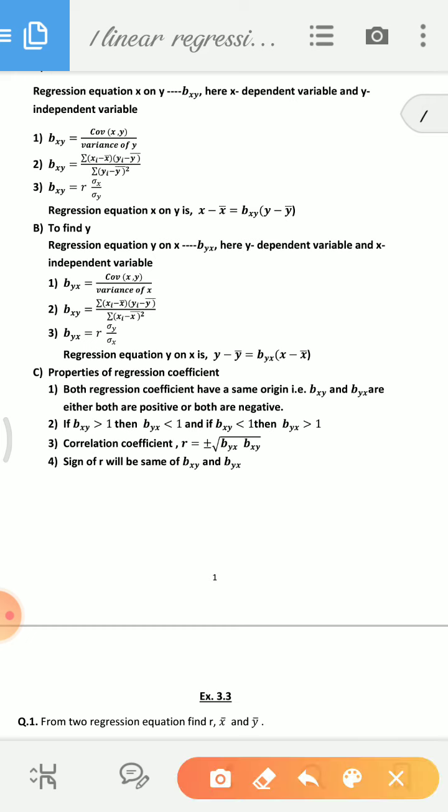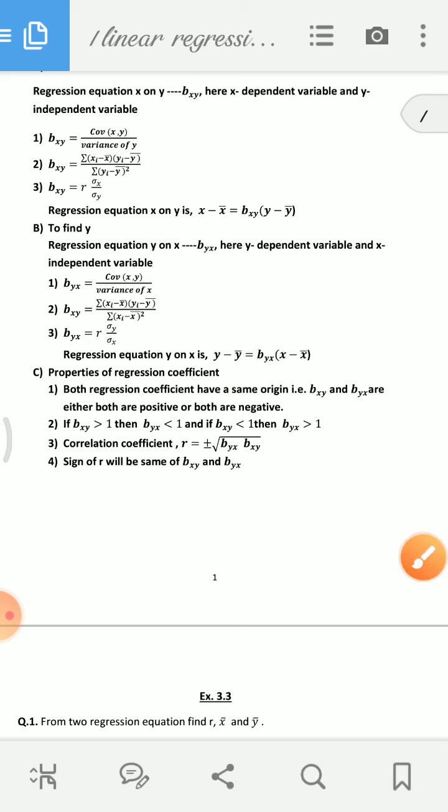Then the formula: b of yx is equal to covariance of x comma y upon variance of x. b of yx is equal to summation of xi minus x bar into yi minus y bar upon summation of xi minus x bar the whole square. And the third one, b of yx is equal to r into sigma y upon sigma x. And the regression equation y on x is y minus y bar is equal to b of yx into x minus x bar.